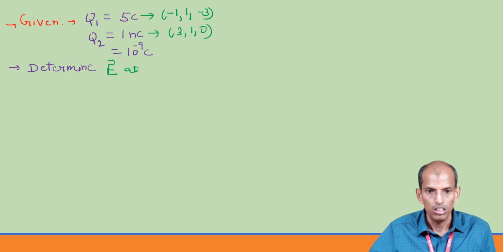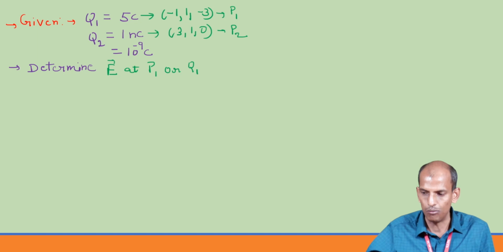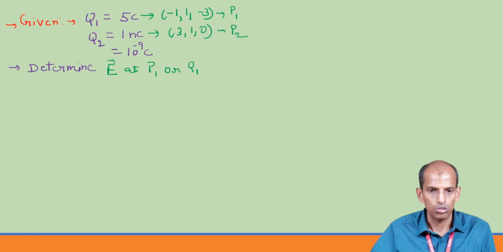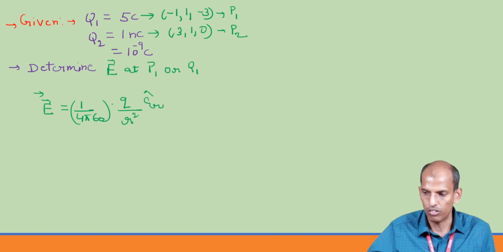Let me call this point P1 and this one point P2, and I have to find the electric field at point P1. Similar to the previous problem, it is the electric field at the charge Q1. There is no big issue here. The electric field is equal to 1 by 4 pi epsilon naught Q over R square AR hat. This is our formula. First I will compute R, which is very easy to compute.